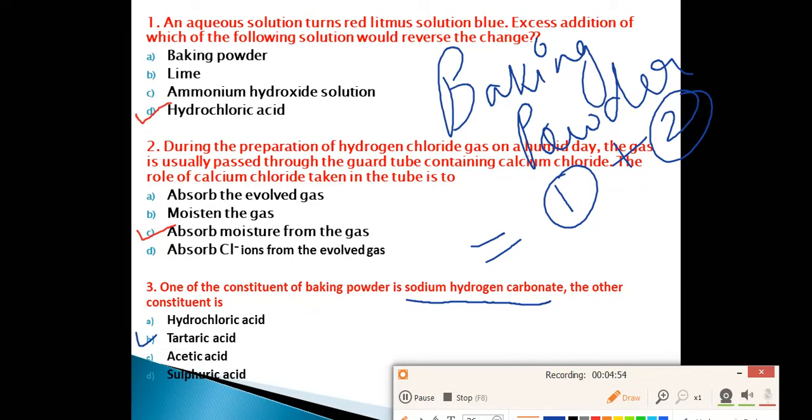So option number B is the correct answer, tartaric acid. So baking powder is a mixture of sodium hydrogen carbonate as well as tartaric acid. Now let's come to question number 4.